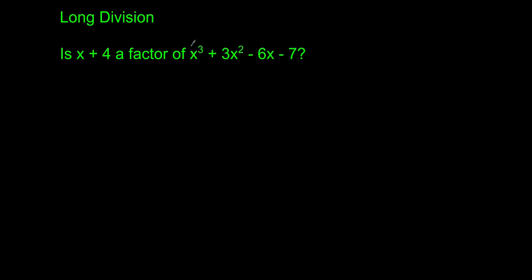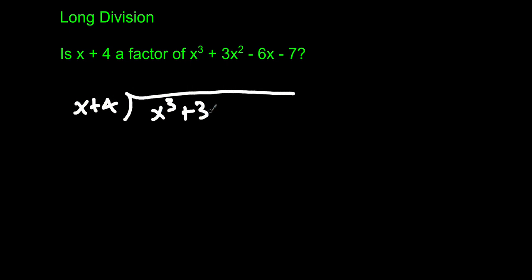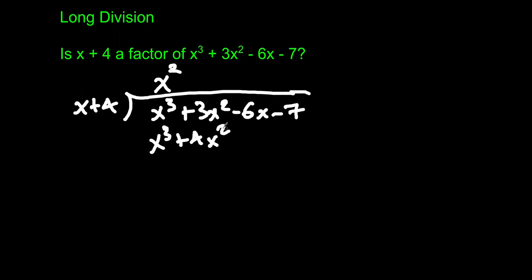Okay, I'm going to do another one, but this time with a bit longer problem. Is x plus 4 a factor of x cubed plus 3x squared minus 6x minus 7? So that last question you might have been able to answer by factoring it, but we don't know how to factor this yet. So let's see if this is a factor. x goes into x cubed, x squared times. x squared times x plus 4 gives me x cubed plus 4x squared. I'm going to subtract this.